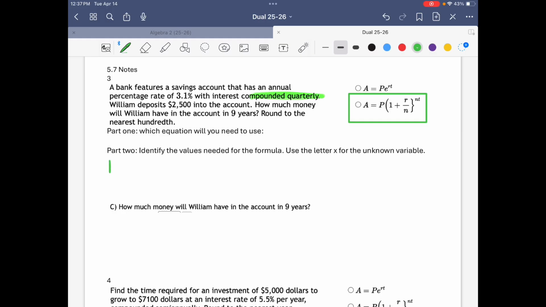All right, A goes first. A is going to be how much we have after those 9 years. I don't know that number, that's X. Is it always X? No. P is how much we're putting into the account. That's 2,500.